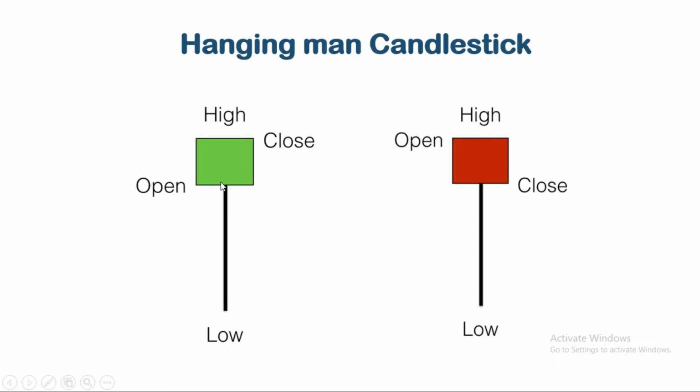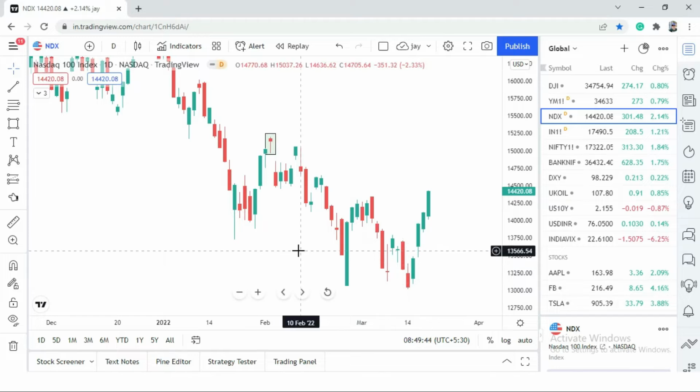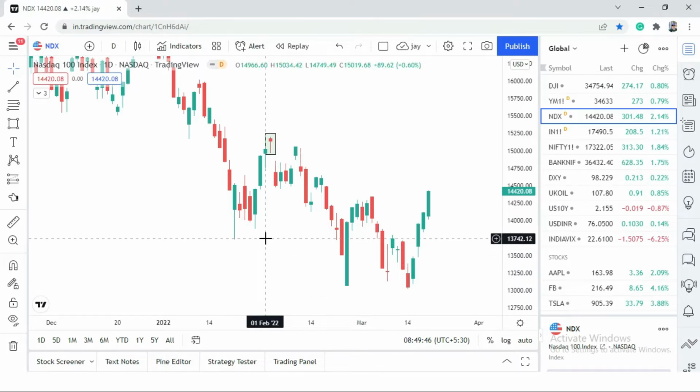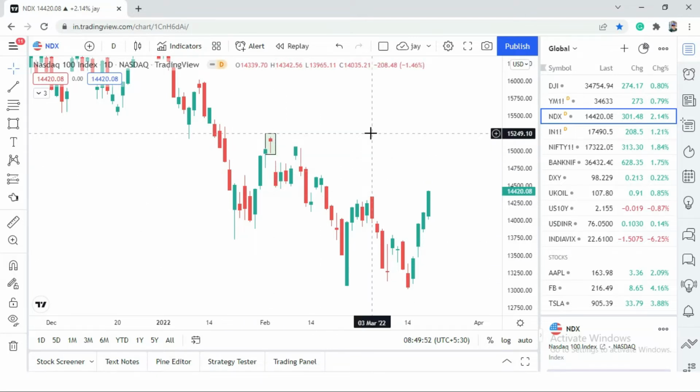Now let's jump into the chart to understand how we can find this on a stock. And there is one more thing that I will discuss as a takeaway point for this hanging man at the end of the video. So here you can see this is the candle.